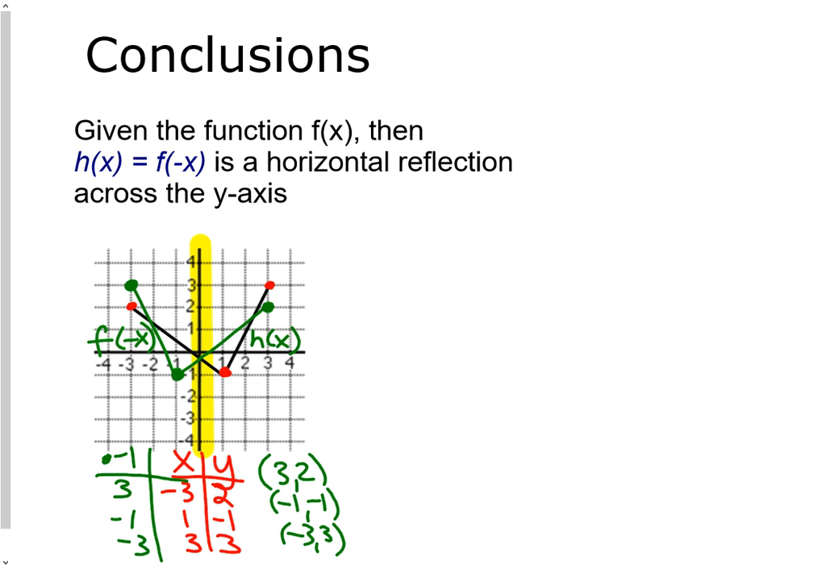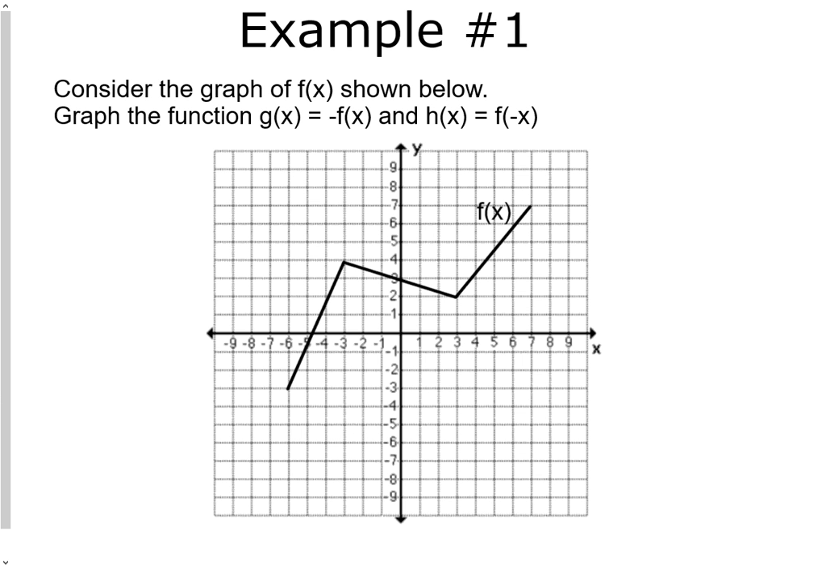All right. So how can we put this together with what we've been doing? Again, here's another example for you to try. This time they want us to do both reflections. So they want us to take f of x, and they're telling us g of x is equal to a negative f of x. So g of x is going to be a reflection in the x-axis, where h of x is going to be a reflection in the y-axis. So they just want to reflect this twice.